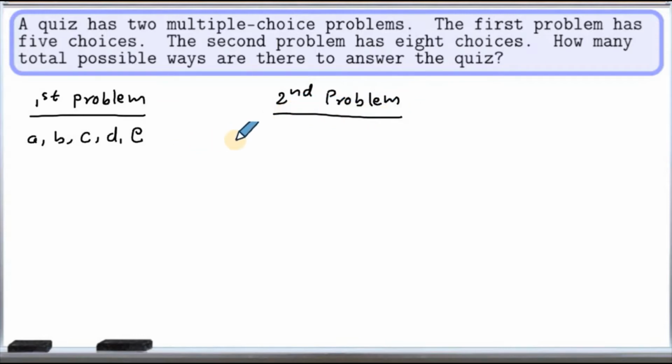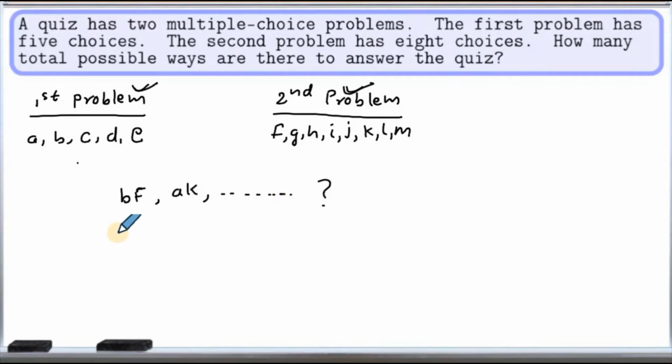And the choices can be F, G, H, I, J, K, L, and M. So here we can have tons of possible answers. One can be B, F, and another can be A, K, and so on.